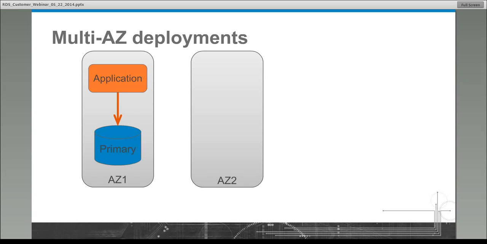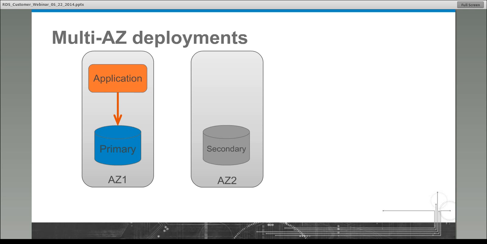So let's talk about this in a little more detail with these diagrams that we have on the screen. So here we have AZ1. Your application's there, and there's an RDS primary database sitting there. If you decide to convert that to a multi-AZ deployment, you could do this through our APIs or through the management console with a push of a button. RDS will set up a secondary database in a separate AZ.